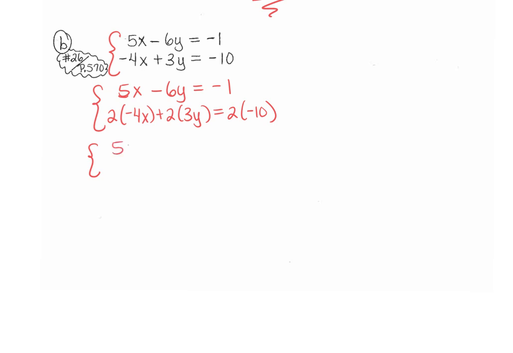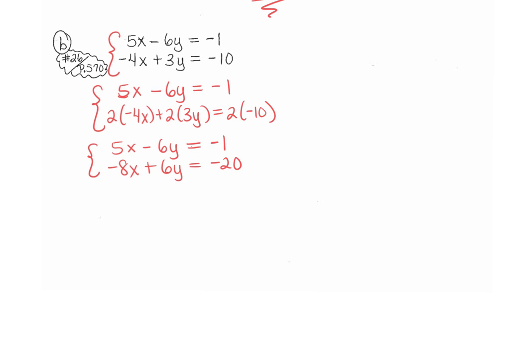The top stays the same. Yes. Negative 8x plus 6y equals negative 2. Equals what? Negative 20. Oh, yeah, because it's -10. Yes. So -20. Very good. So just be careful with the numbers when you bring them down.